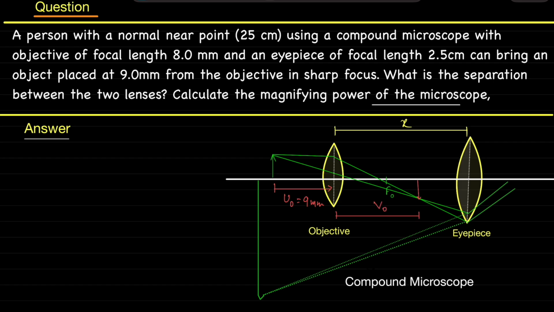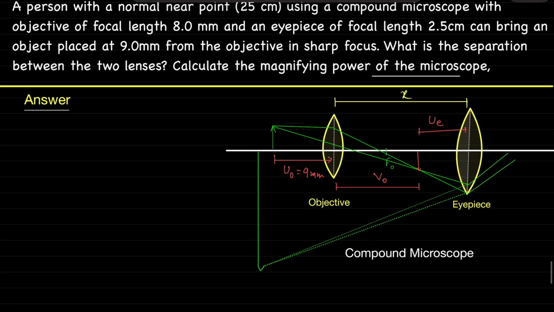And now this distance is our object position for the eyepiece. So we can represent it as UE. The final image is formed at this point. So this is the distance of 25 centimeter or normal near point.